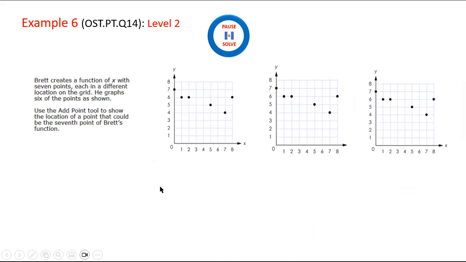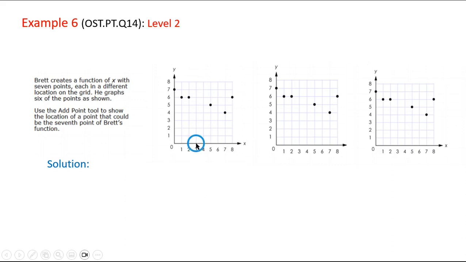The last question is this. Brett creates a function of x with 7 points, each in a different location on the grid. He graphs 6 of the points as shown. I repeated the graph here. Use the add point tool to show the location of a point that could be the 7th point of Brett's function. Okay? So here I can't add any point here because otherwise it won't be a function. I can't add here. I can't add here. I can add here. I have a free spot here.